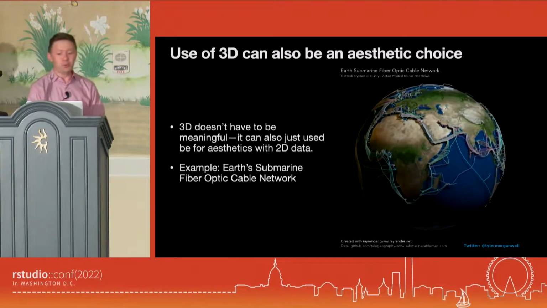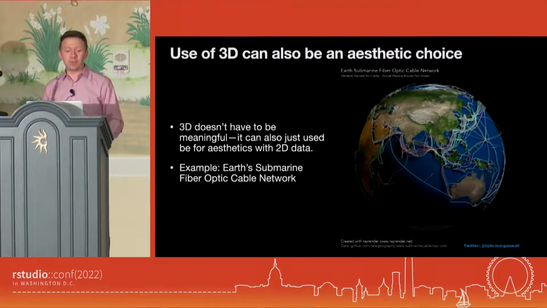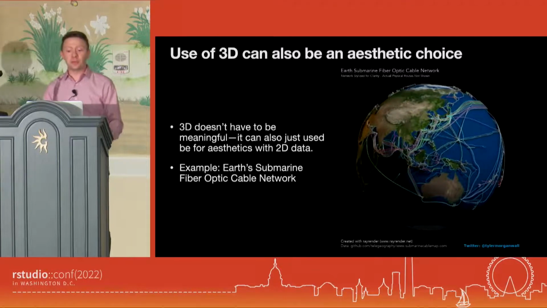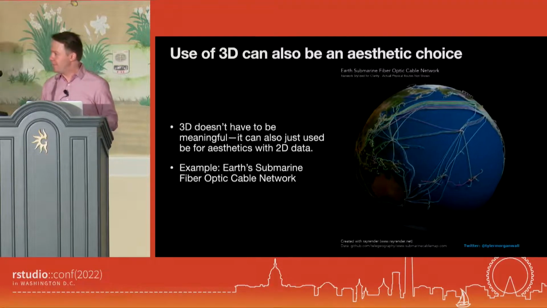This is a fairly straightforward and intuitive use of 3D, but you can also choose to use 3D aesthetics with 2D data. Much like you might choose a line chart over a bar chart purely for aesthetic reasons, you might also choose a 3D chart over its 2D counterpart because you can make it more interesting and visually appealing.